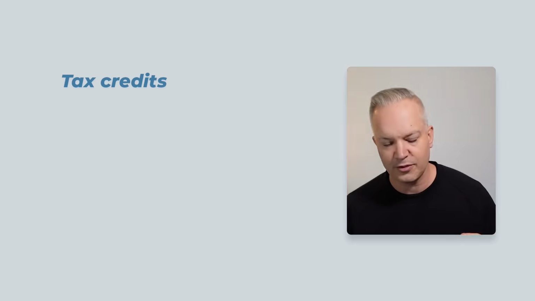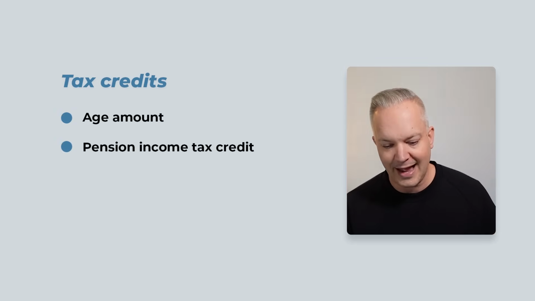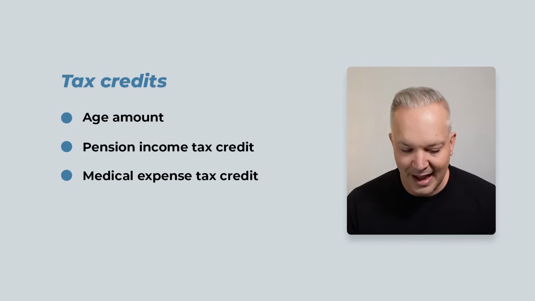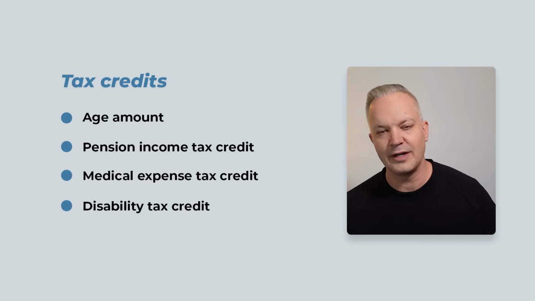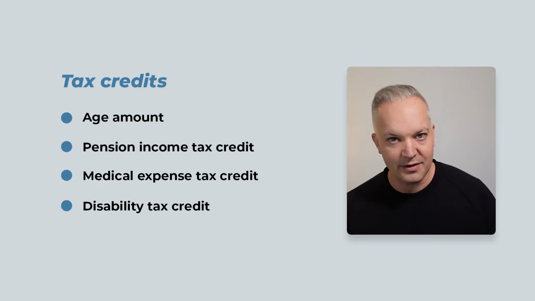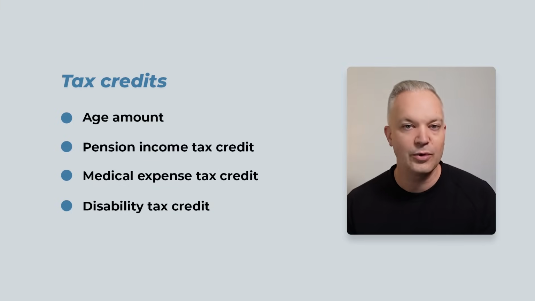Now, for most of you watching this video, there are 4 main tax credits as you lead up to and into retirement. And we're going to link all 4 of those below. I won't cover them all in this video, but I do want to list the 4 here. The first one is the age credit, which happens at age 65. The pension income tax credit, which we have a video on, we'll link that below as well. The medical expense tax credit, and the disability tax credit. Those are the 4 main tax credits that we see our retired clients use. So make sure you understand what they are, how they work, and how they will benefit you through retirement.